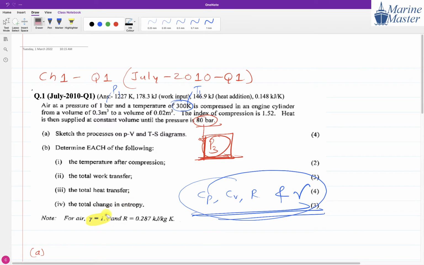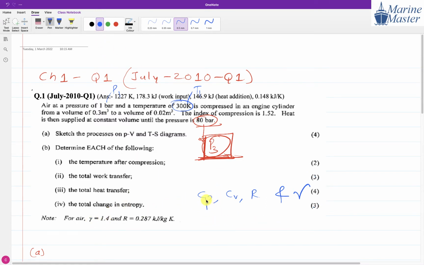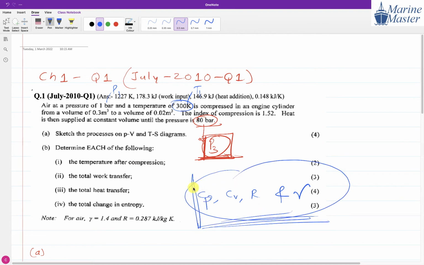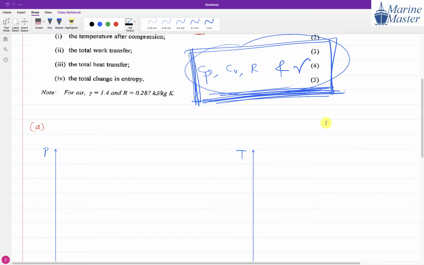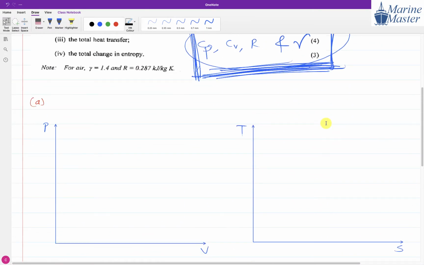Whatever the process, everyone, all these four properties, Cp, Cv, R and gamma, must be there. Try to see the scenario here. So what do we have here, everyone? We have gamma and R.